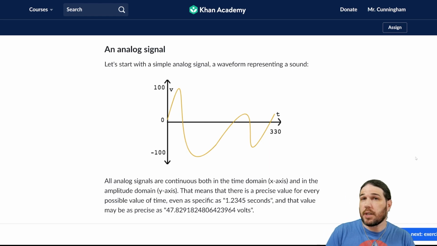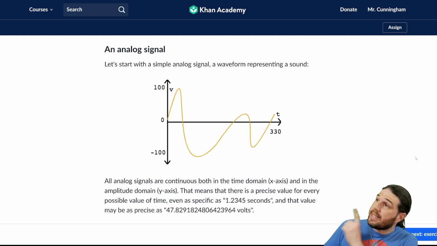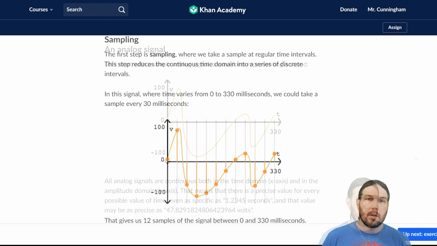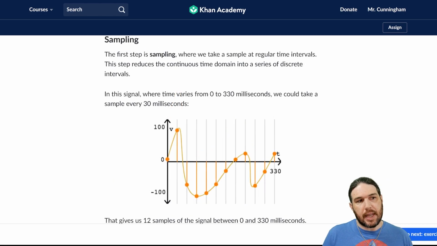So it seems like we're stuck. How do we deal with this? How do I take this analog curve, which can't be digitized, and somehow digitize it anyway? We do it through a system called sampling. Sampling is a process where we take a sample at regular time intervals. This step reduces the continuous time domain into a series of discrete intervals.